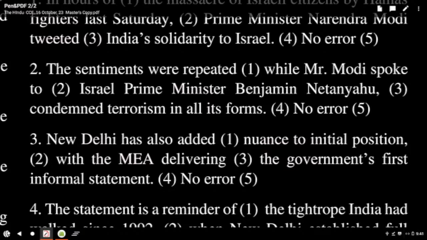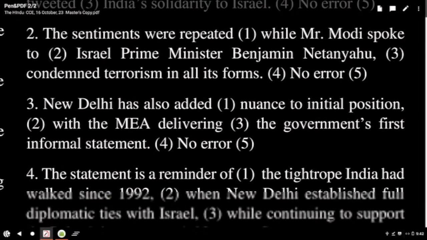Where is the second error? How many of you say fourth part? What is wrong with the fourth part? It is not condemned, condemning. It should be in ing form. He spoke to Israeli Prime Minister condemning terrorism in all its forms. Condemn plus ing. The verb should be in the ing form. Go to sentence number 3.